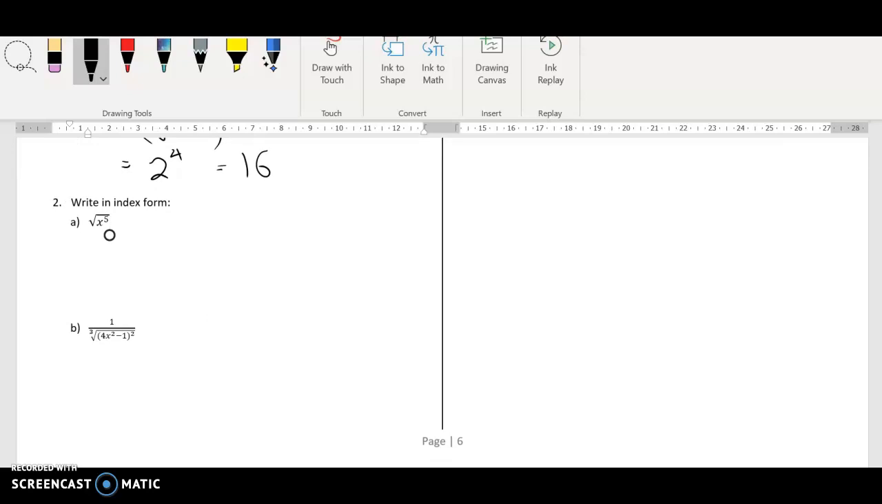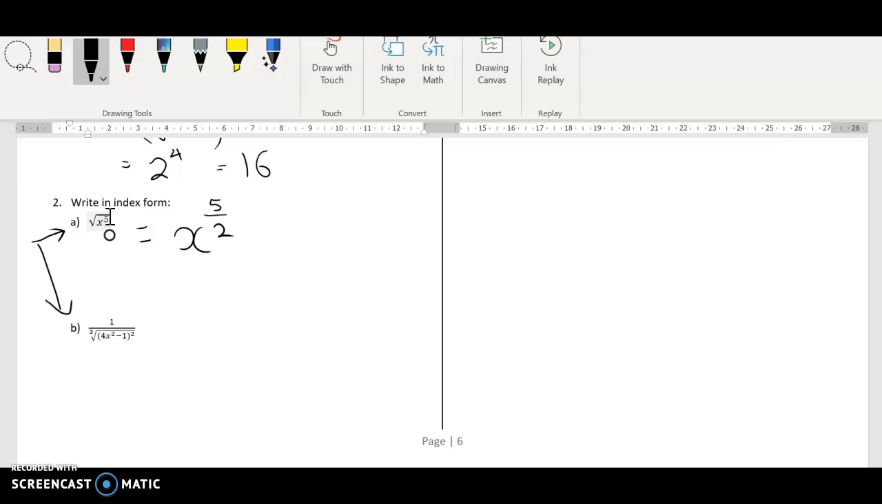Write in index form. So we're now going in the reverse way. We are changing these into just index form. Okay, so if I've got the square root of x to the power of 5, then what that's saying is I've got some fraction where the numerator is 5, it's the power, and the denominator is the square root, 2. So x to the power of 5/2.